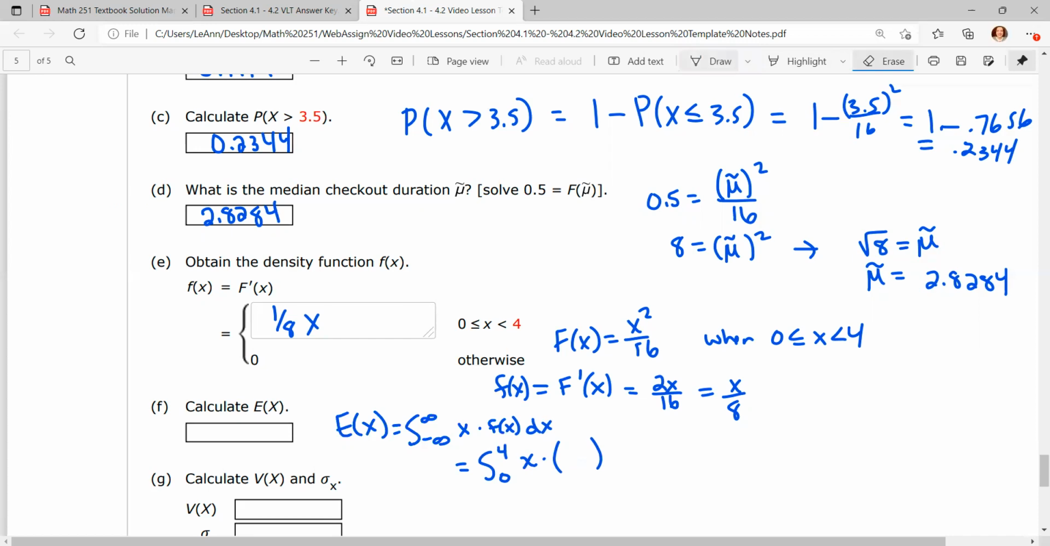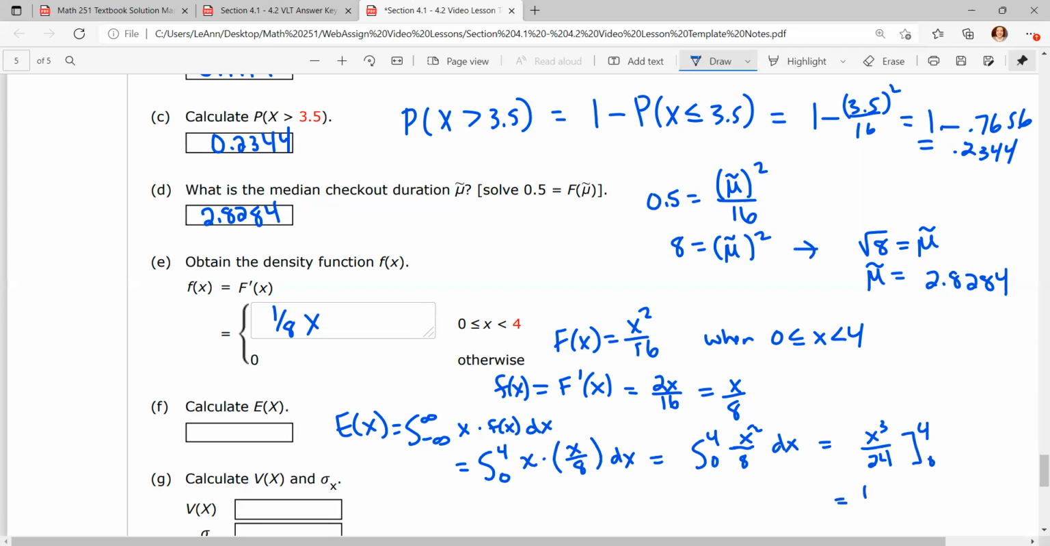Talking and writing. That was our cumulative one, so we want to use our probability density function. So x over 8 dx. That's going to be 0 to 4 of x squared over 8 dx. That is x to the third, and we multiply the 8 in the bottom by 3, so it's going to be over 24, going from 0 to 4.